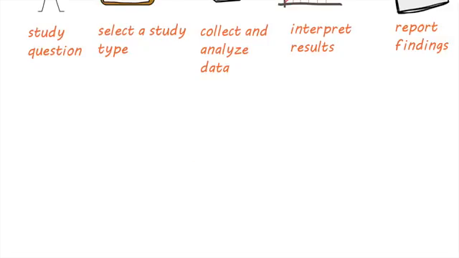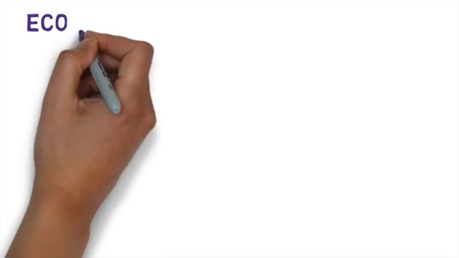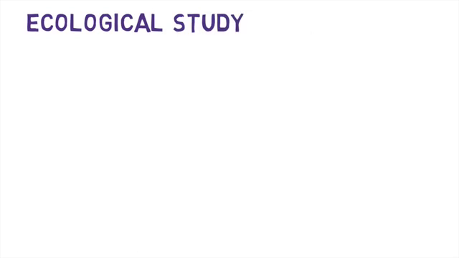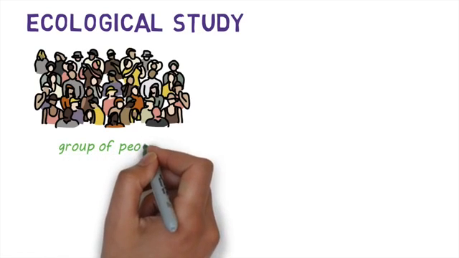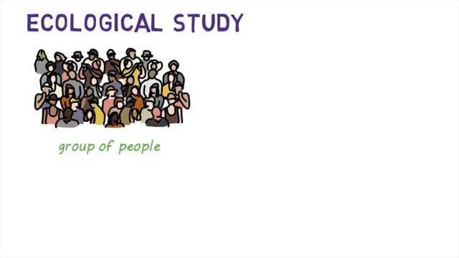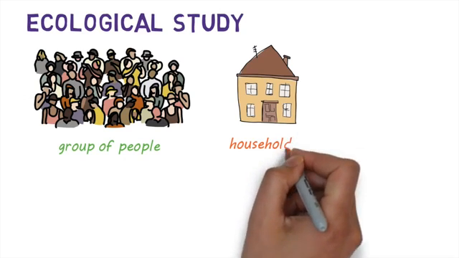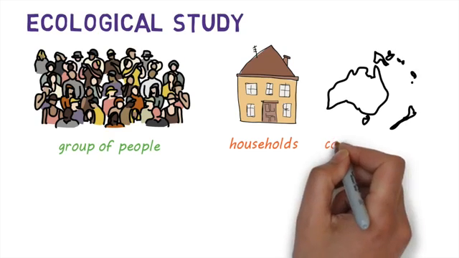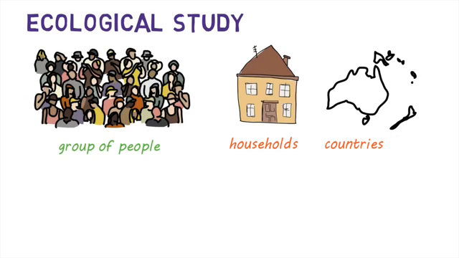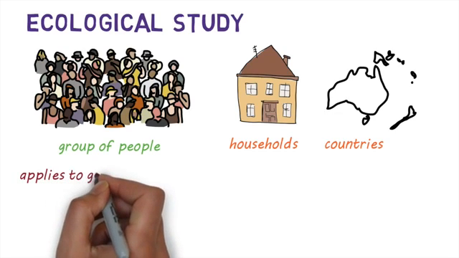Now let's have a look at a few different study types. An ecological study is a type of study where measurements like disease rates and information about exposures are made on a group of people. The groups can be as small as people in a house or as large as people in an entire country.